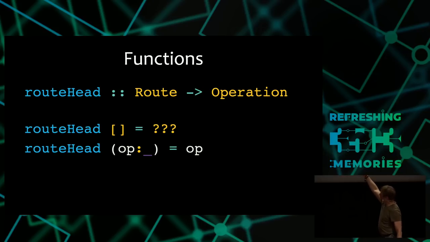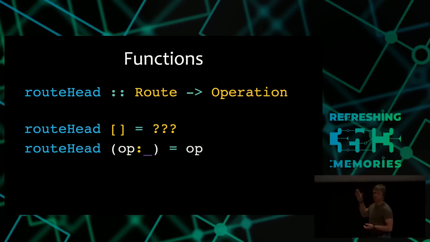And the first equation is for the empty list. This is why you have these two empty brackets. And the second one says, well, it's a non-empty list, and the first thing in that list is some operation op. So this is something called pattern matching. You match this onto the actual list that you see, and op then gets bound to that first operation. And we don't really care about what comes after that first operation.